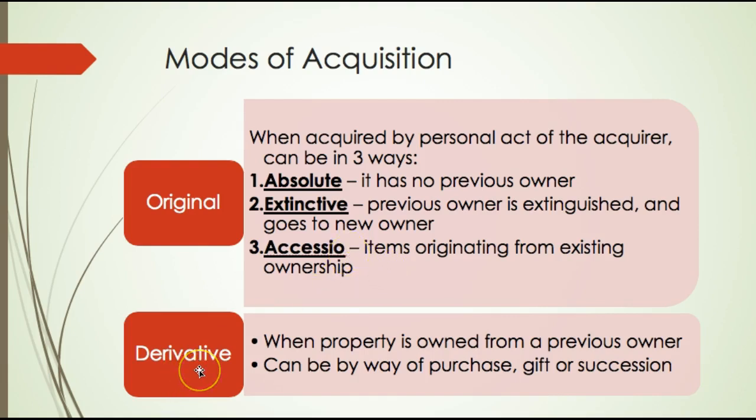The second type of acquisition is derivative acquisition. This is when a property is obtained from a previous owner. It can be by way of a purchase, a gift, or a succession. There is an existing owner, and you do something. For example, you enter into a sale and purchase agreement, or you get a gift from the owner, or it comes to you by way of succession. Then we call it a derivative acquisition.